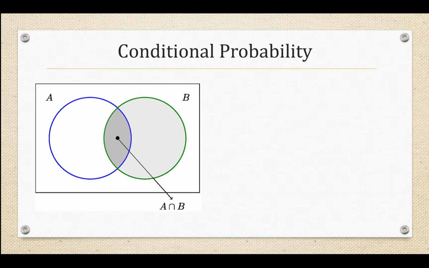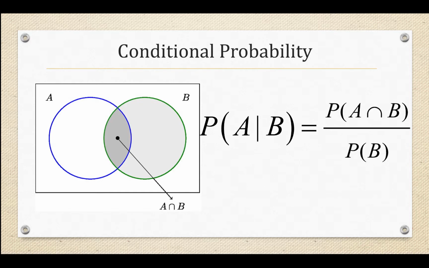So in this Venn diagram, we have event A on the left-hand side with the blue circle and event B on the right-hand side with the green circle. And the intersection of these two events is where A and B both occur.